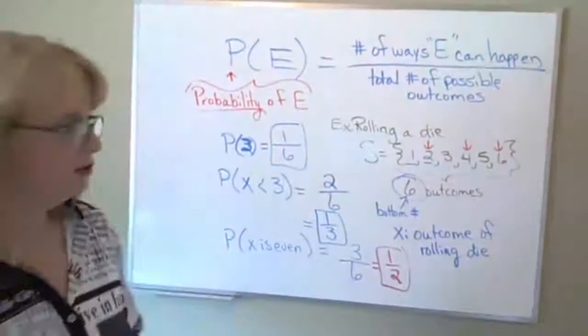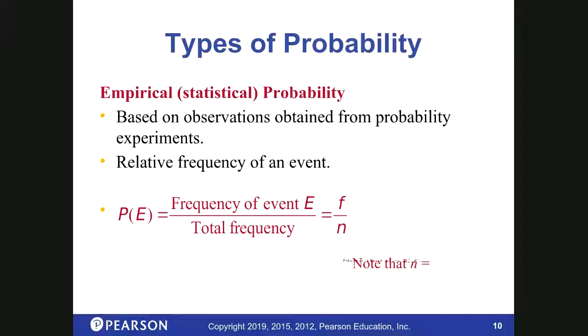Called empirical or statistical probability. This is the kind of probability that they use to determine your insurance rates, your car insurance. So they can't do theoretical probability, so when they're deciding how likely you are to have an accident, they use empirical probability based on observations.